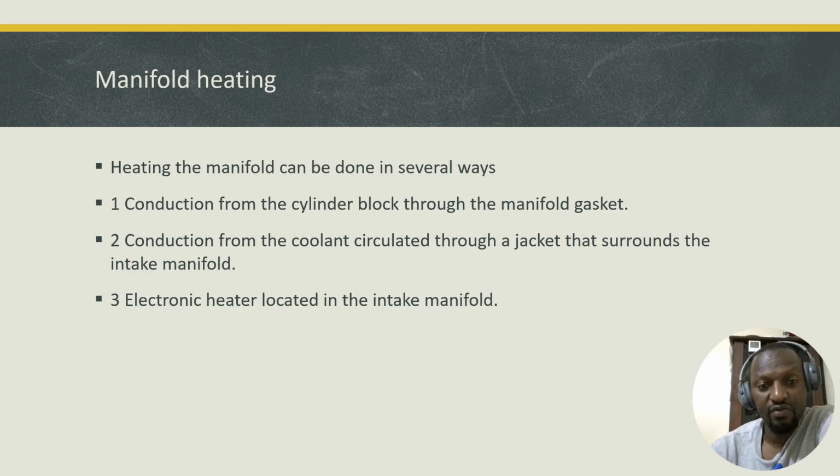One, conduction from the cylinder block through the manifold gasket. That is where the manifold is attached to the block or the cylinder. Then heat can be conducted through to the metallic parts of the manifold, and then the heat is acquired. Or two, conduction from the coolant circulated through a jacket that surrounds the intake manifold. In some instances, you find manifolds that have connection to water jackets, and coolant is allowed to circulate through the manifold to give us adequate heat for vaporization. Three, we can use an electrical heater that can be located in the intake manifold.